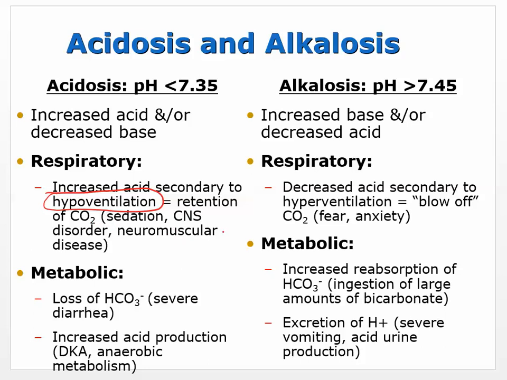So the tricky thing is going to be saying that your patient is a COPD patient and they have acidosis. So what's causing that? Well, is that respiratory? Well, yeah, it's going to be respiratory because they have COPD. So something like that. Metabolic, again, severe diarrhea can cause the loss of bicarbonate, increased acid production, diabetic ketoacidosis, anaerobic metabolism. So kind of the same things, just repeated on the alkalosis slide. And wow, this was a long lecture, but we're done.